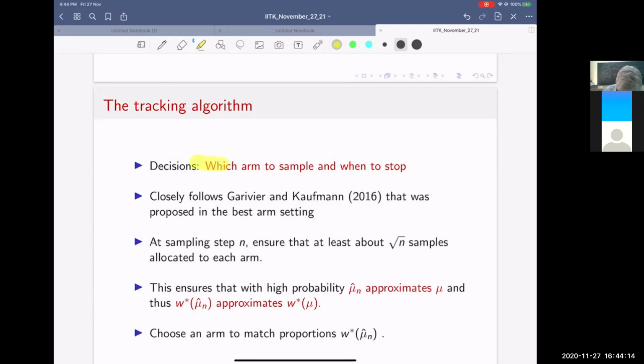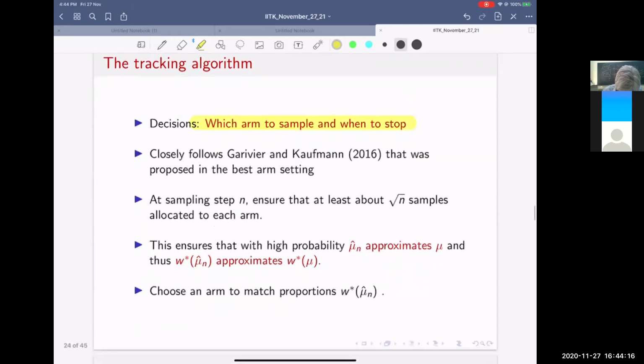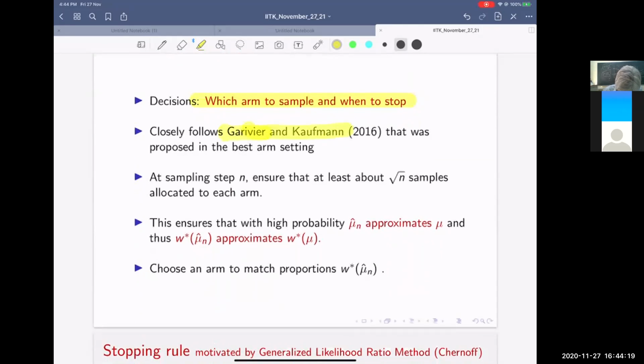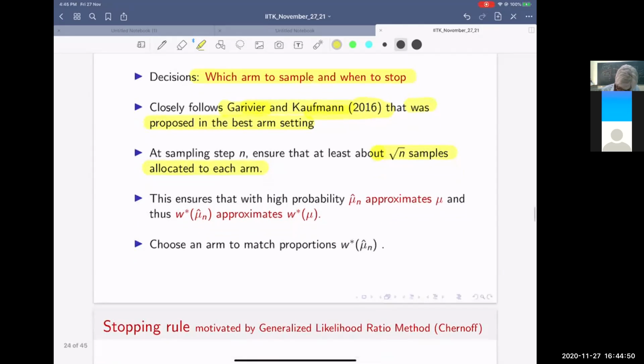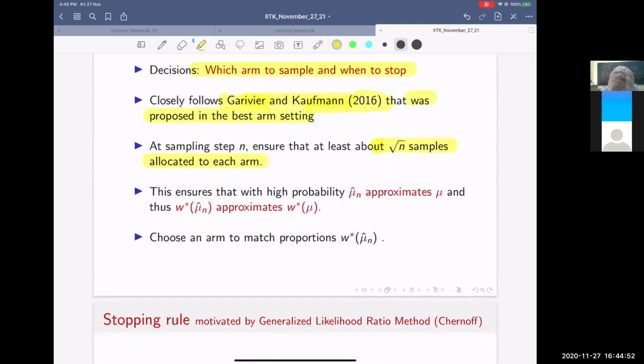So the decision is which arm to sample and when to stop. This closely follows the work by Garivier and Kaufmann in the best arm setting in 2016. Let me just tell you what the essential idea is. At any sampling step n, ensure that at least root n samples are allocated to each arm. So you just make sure that you're not starving any arm. And you allow sublinear errors; you can throw away a sample. It's okay. It doesn't affect matching the lower bound up to the first order. So root n you can do, and so you're not starving any arm.